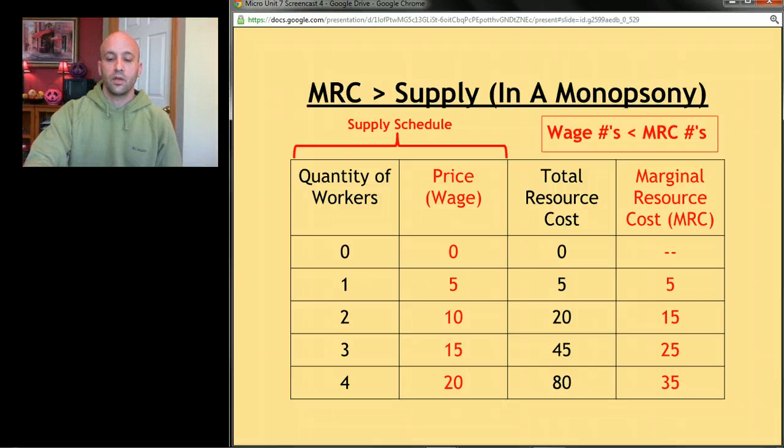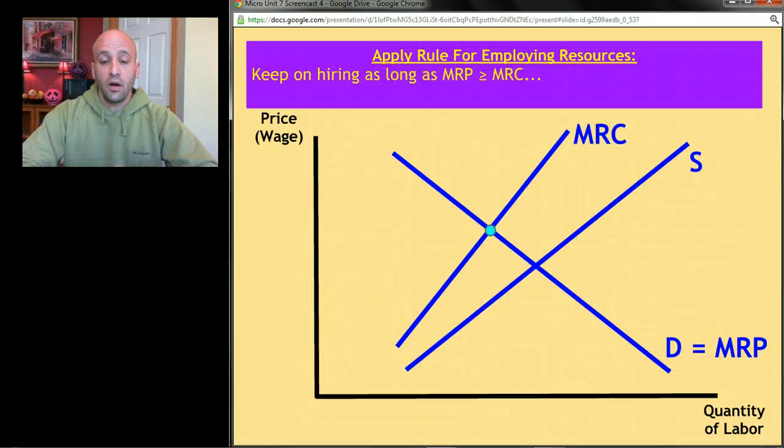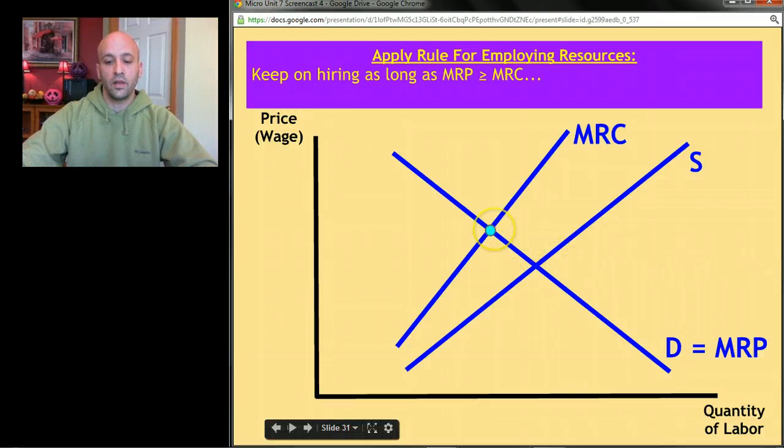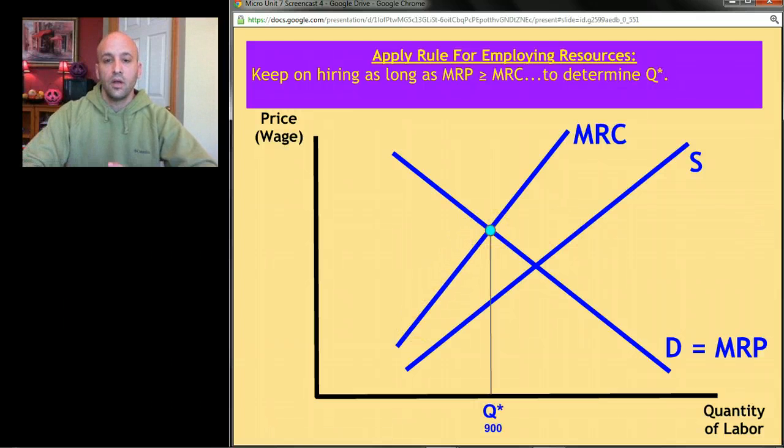All right, so going back to the graph, MRC lies above the supply curve. The rule for employing resources is to keep on hiring as long as MRP is greater than or equal to MRC. And if you did that in this graph, you would wind up right there. Here's where MRP is equal to MRC. You want to hire all of these workers. The amount they're bringing in is greater than what it's costing to hire them. That's going to determine Q star, the quantity of workers that get hired.